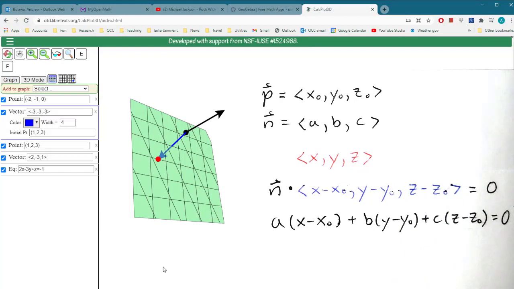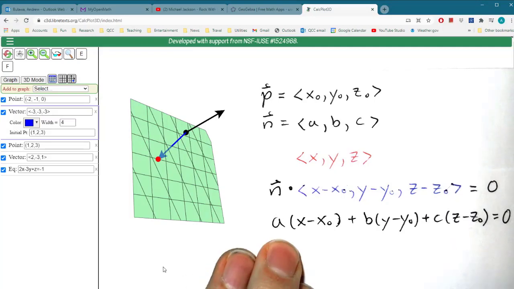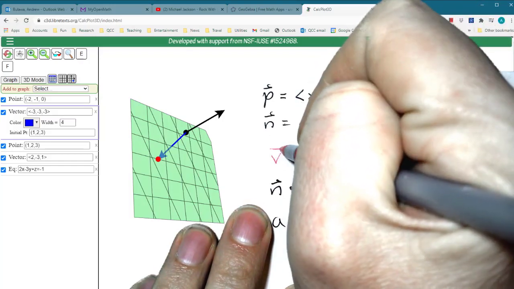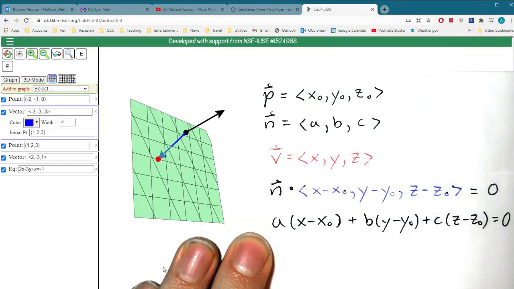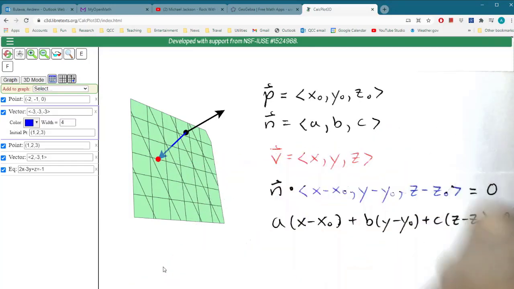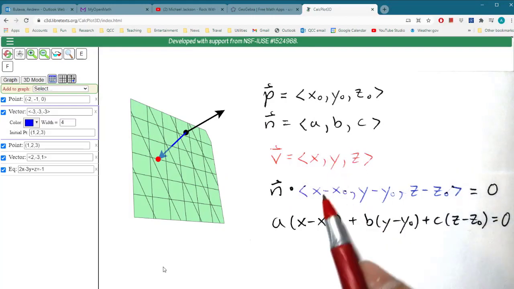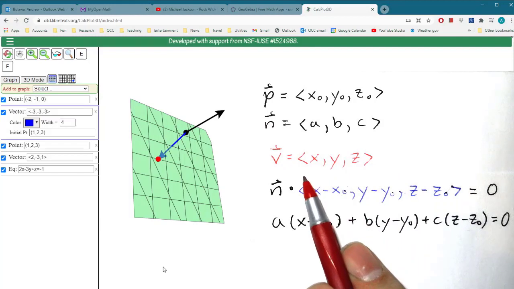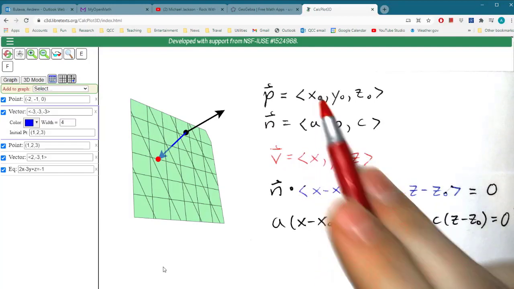Great. Now I want to show you one other way to write down the equation of a plane, and that's the way that I actually prefer. Okay, and what we're going to do is give this vector over here a name. Call this v. So the vector that has this as its endpoint is v. Okay, so what did we do here? Well, this thing right here is just v minus p, right?